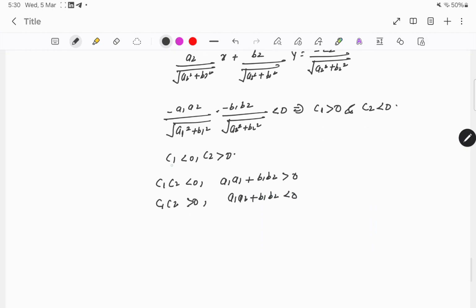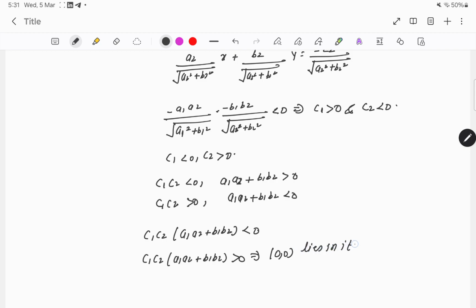Simple. See again, if c1 is greater than 0 and c2 is less than 0, if the product c1 c2 is less than 0, then a1 a2 plus b1 b2 is greater than 0. If c1 c2 is less than 0, then a1 a2 plus b1 b2 is less than 0. So this implies c1 c2 into a1 a2 plus b1 b2 is greater than 0. This implies 0, 0 lies in its obtuse region.